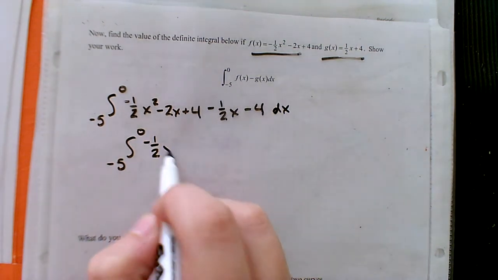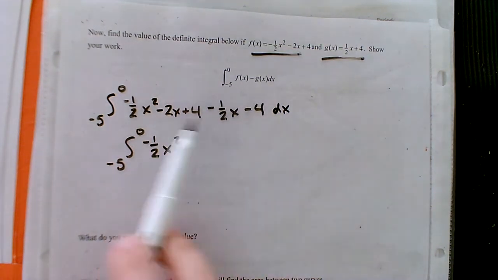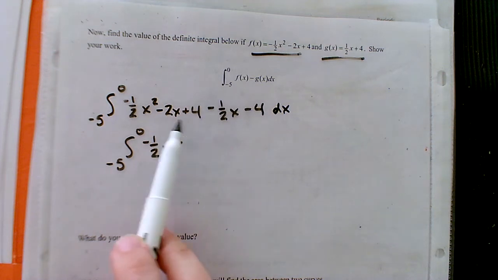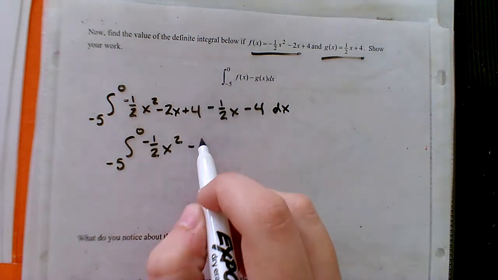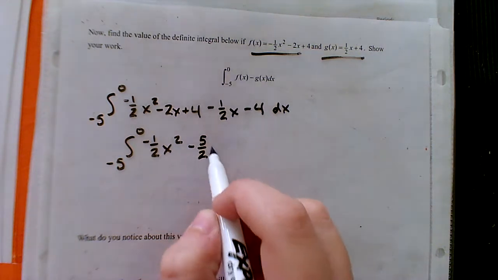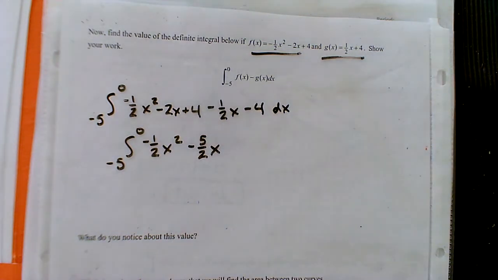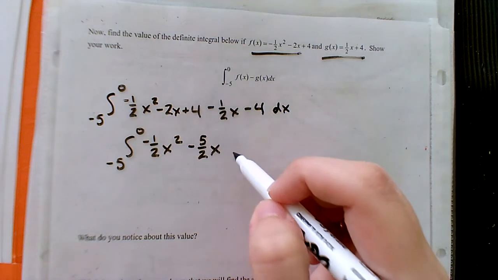Let's see, we'll have -1/2 x squared. We can combine the x's together. -2 minus a half is -2.5, but we can write that as a fraction, 5/2. And the 4's conveniently cancel each other out.